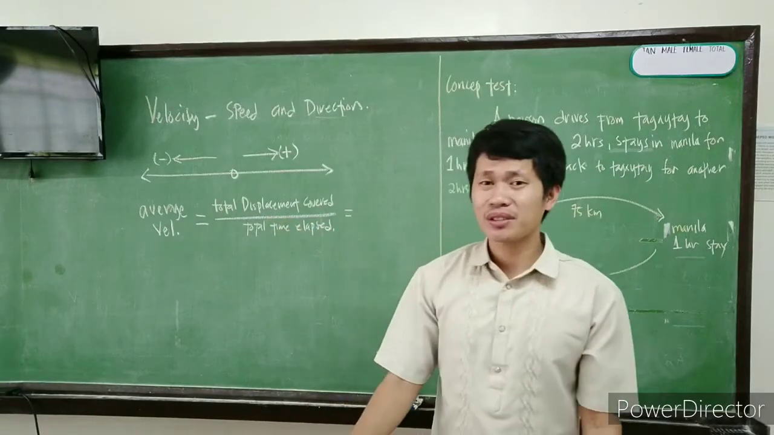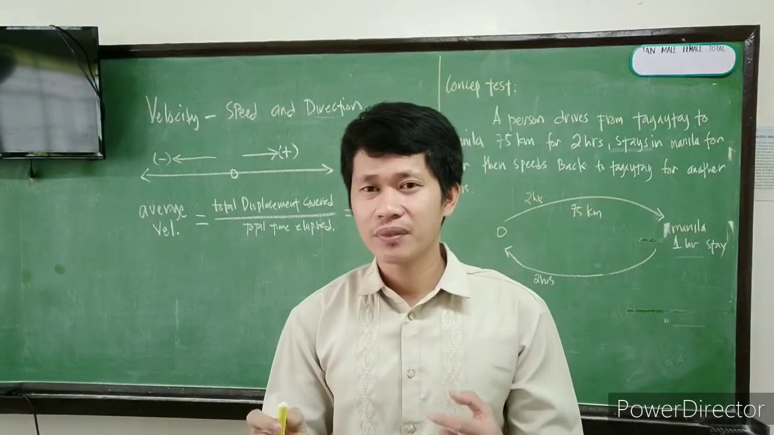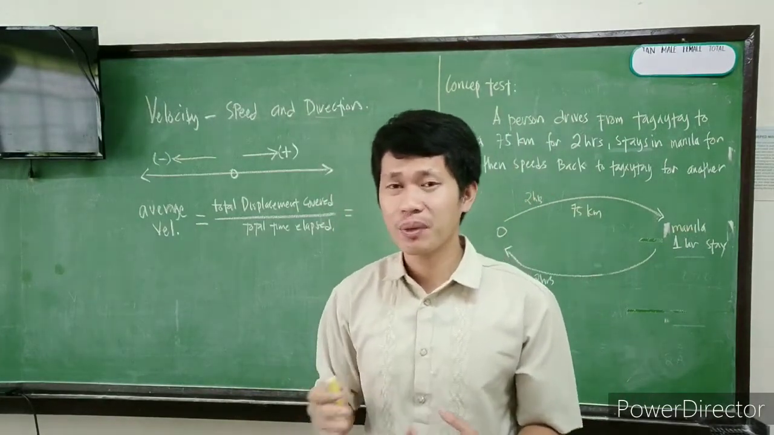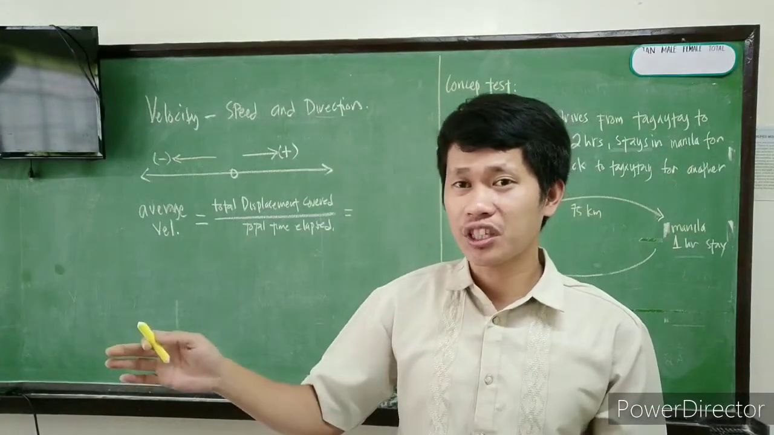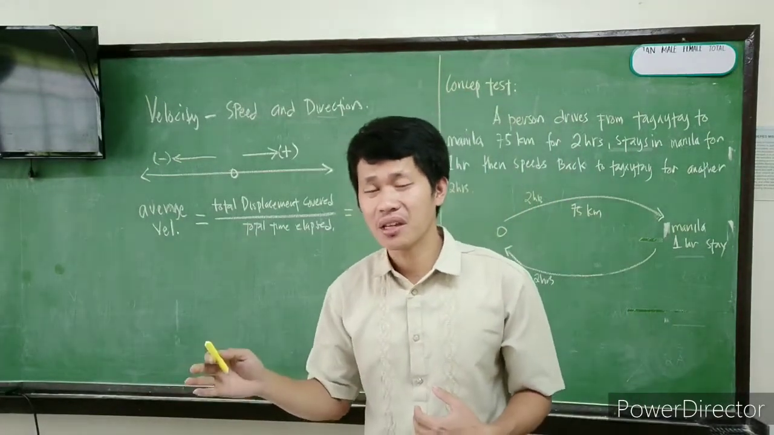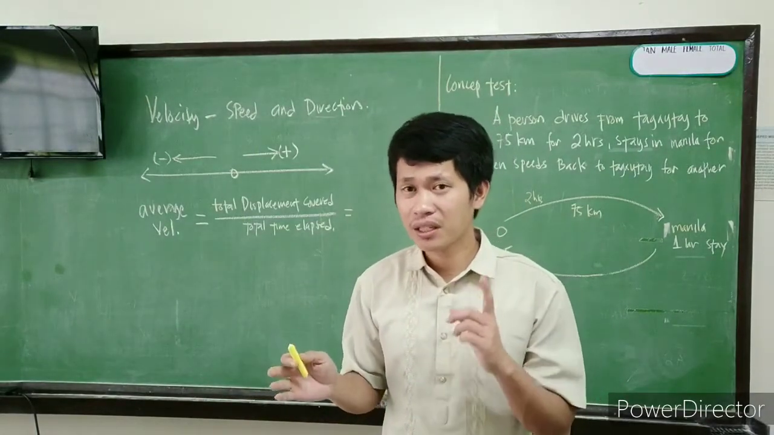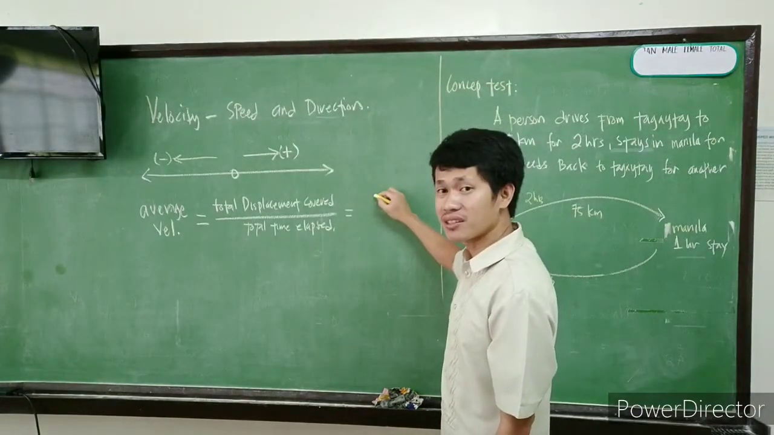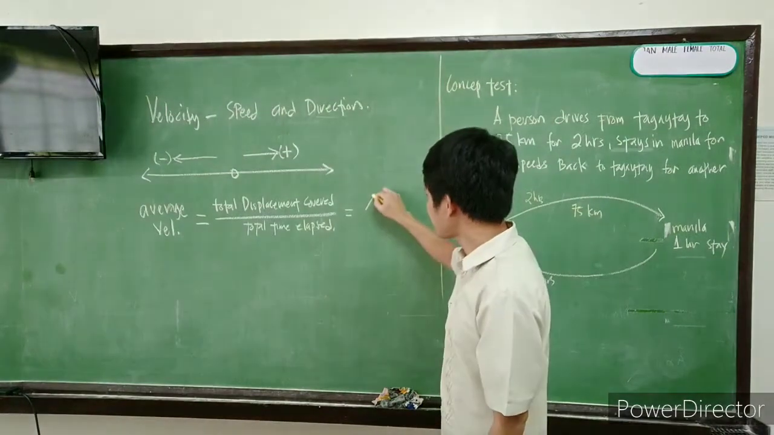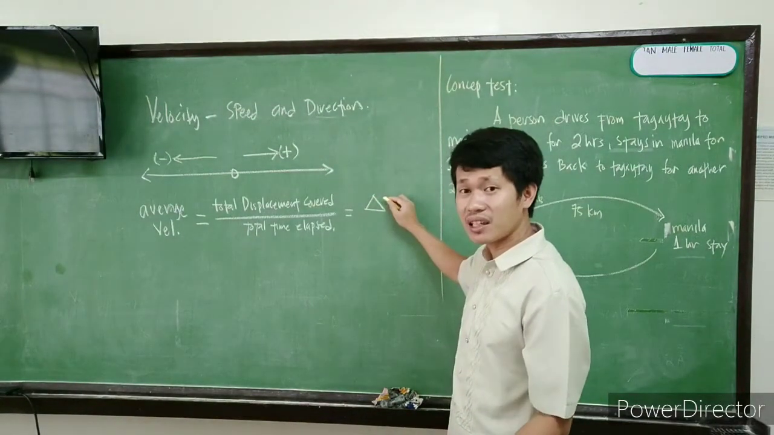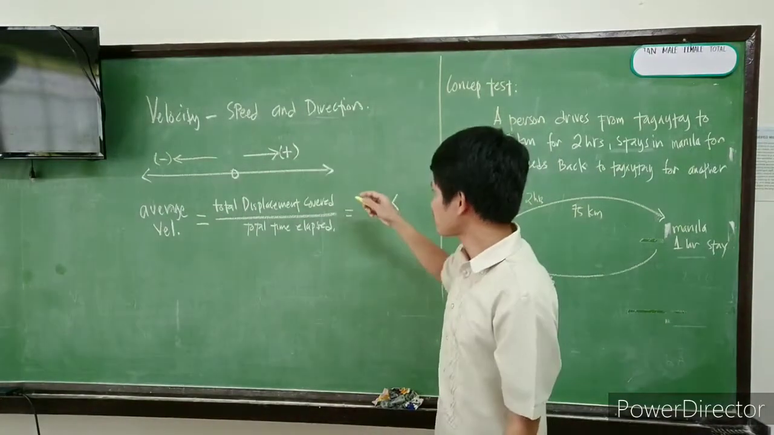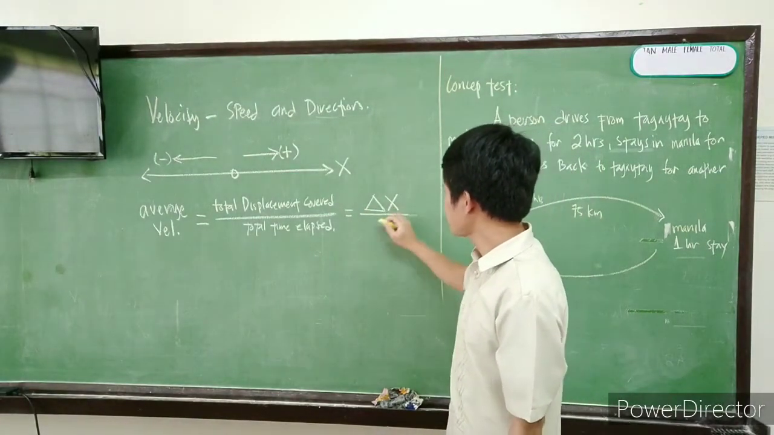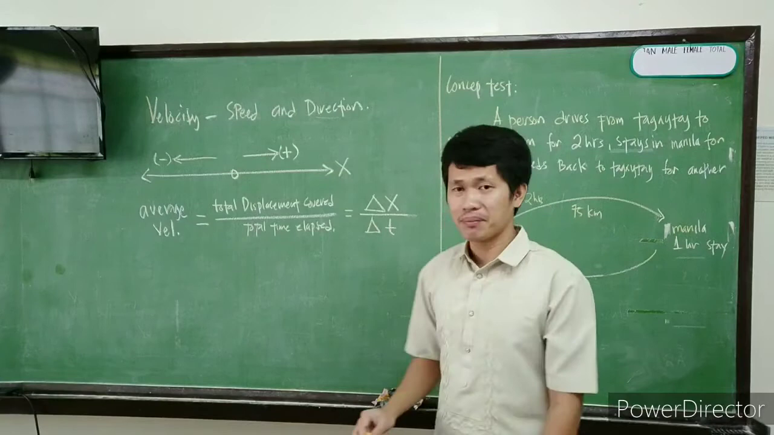Ano ba yung displacement? Sabi ko sa inyo, displacement is the change in position from initial to final, or how much you were displaced from your initial position to your final position, o yung pinagbago ng position mo. From that definition, pwede natin sabihin that average velocity is the change in position. Pwede natin lagyan ng symbol na delta, which means change. Change in position, x, since it's the x-axis, over change in time.